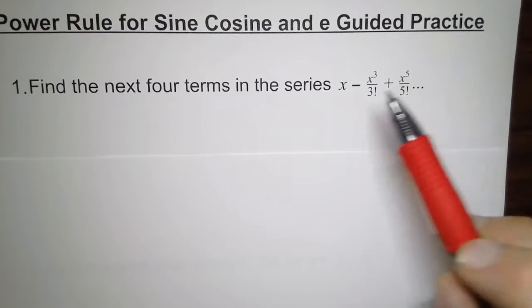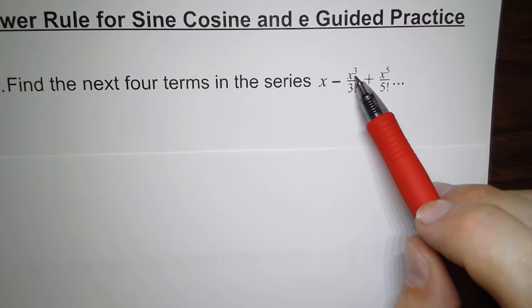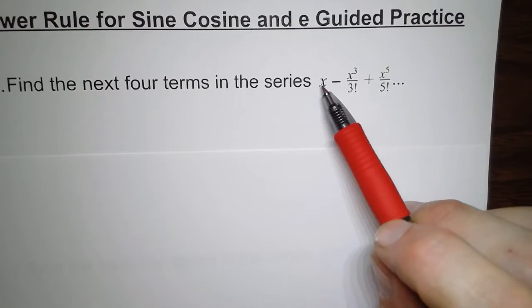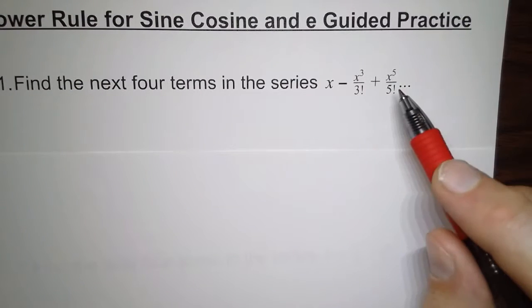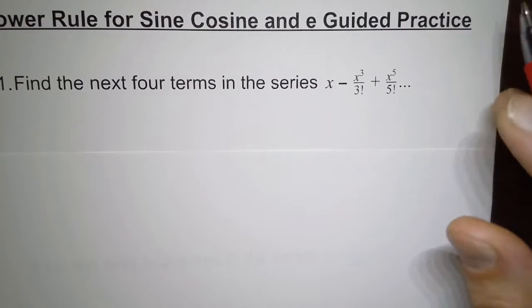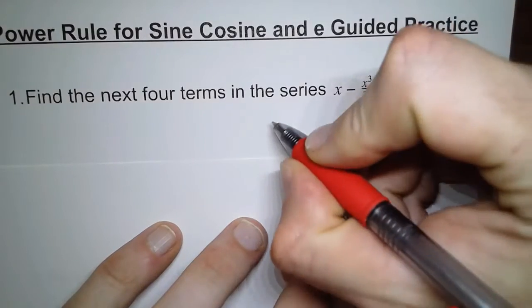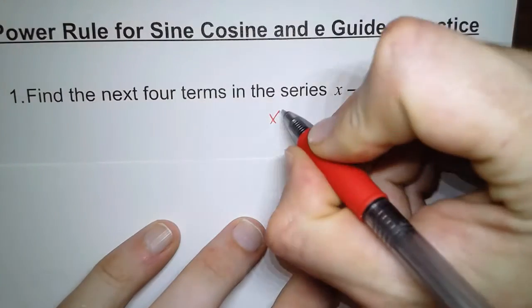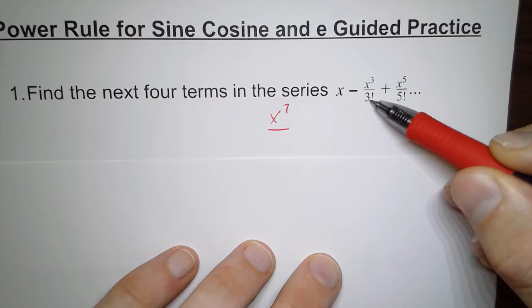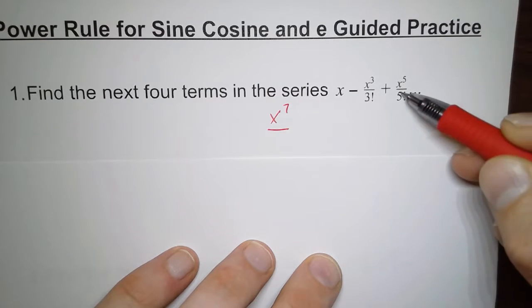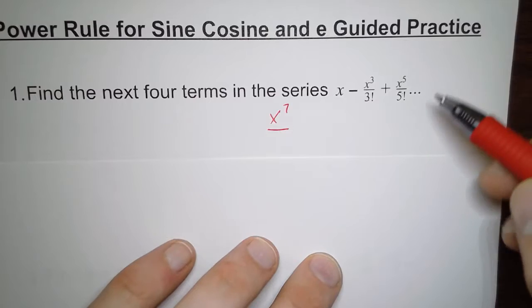So for this first one, we're given this series and it says write the next 4 terms. So if you look, we've got x cubed, x to the 5th. We notice that the powers on x go up by 2 each time, and they're all odd. So the next one is going to have x to the 7th. Now also, we notice that this has a denominator of 3 factorial. This has a denominator of 5 factorial.